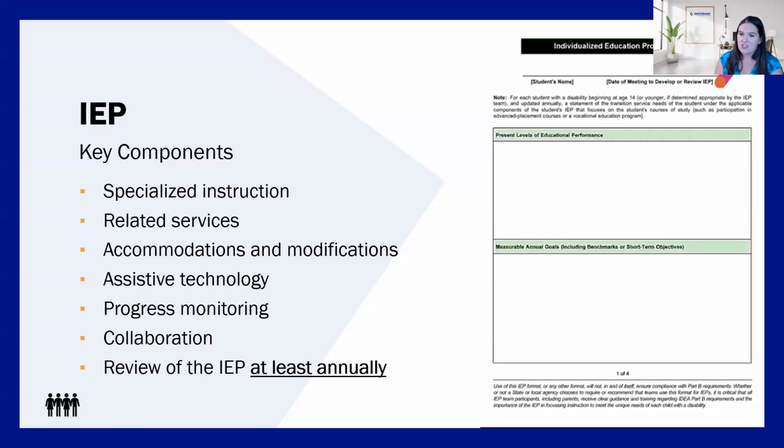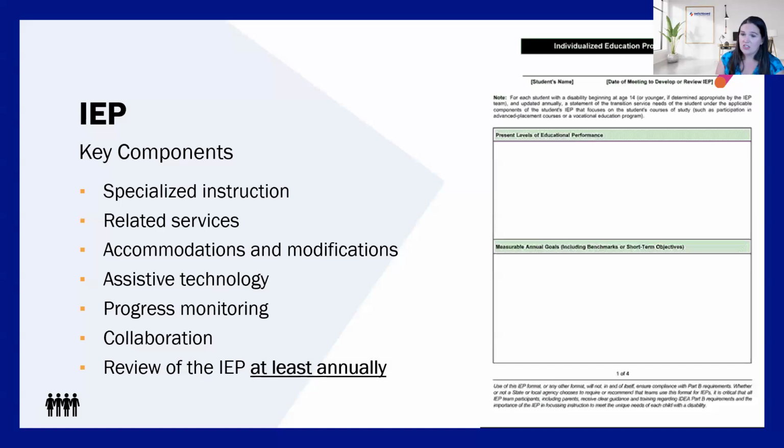Details about the specialized instruction tailored to the student's unique needs that the team believes are necessary for the student to access the general education curriculum and meet their IEP goals are always included. The IEP will also articulate related services, which are support services such as speech therapy, occupational therapy, or physical therapy that the child needs to meet their IEP goals.